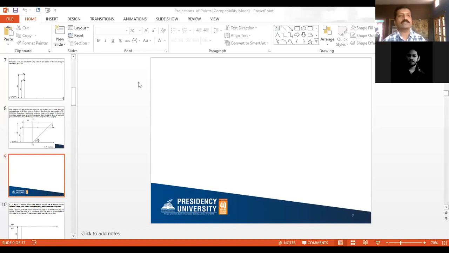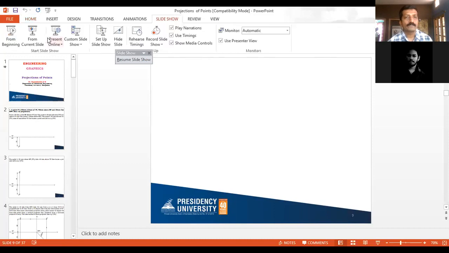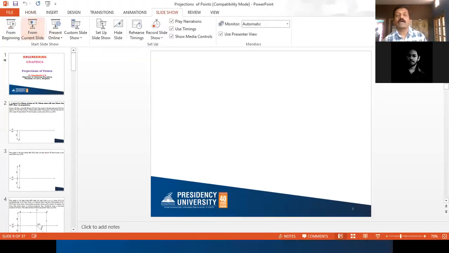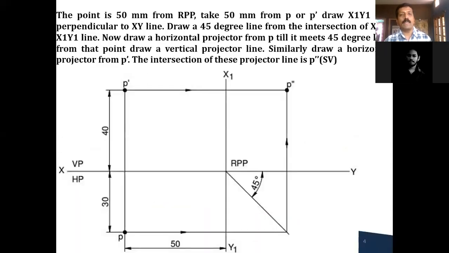So with these clues, let me start one simple example. The first one I'll take. Just read the question, understand it, and draw step by step to complete the drawing. Here, three views you have to draw. One is front view, then top view, according to the distances with respect to HP and VP which are given, and including side view. So this is the first example which I have taken.